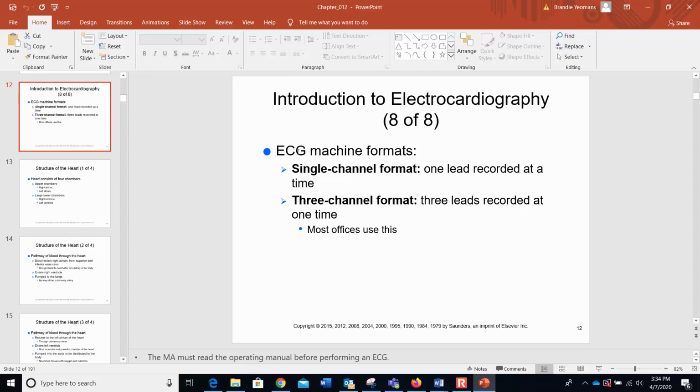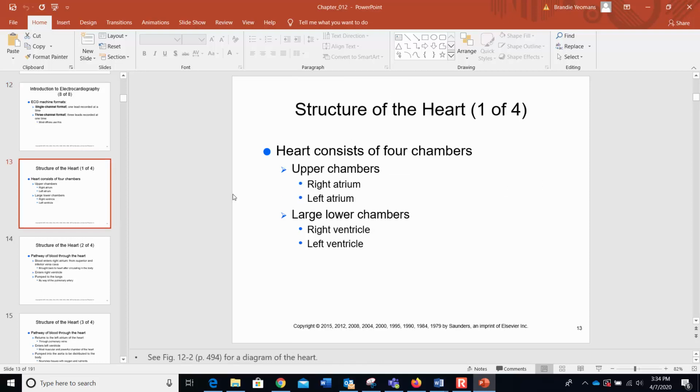So, what are the formats? Well, this is a single channel format. It's one lead that's being recorded at a time, and then there's also the 3-channel format, which is the 3 leads. Most offices are going to use the 3 leads, and typically that's the same even in the hospitals.